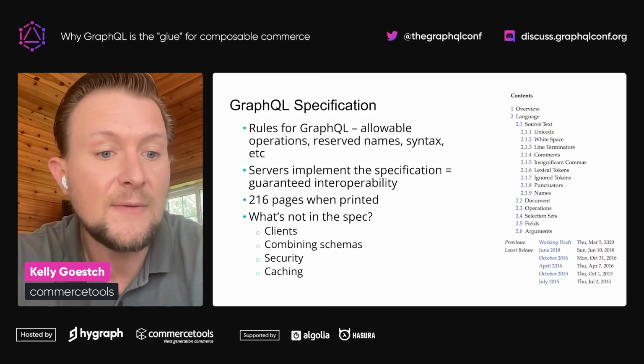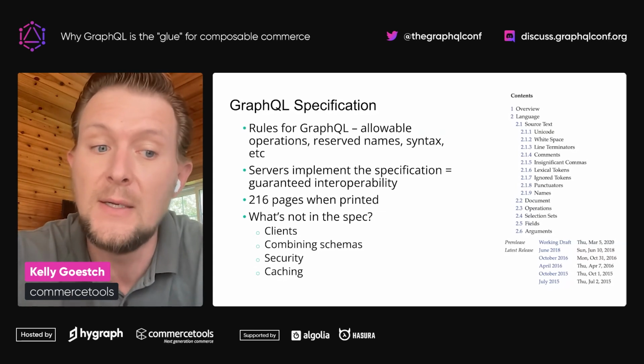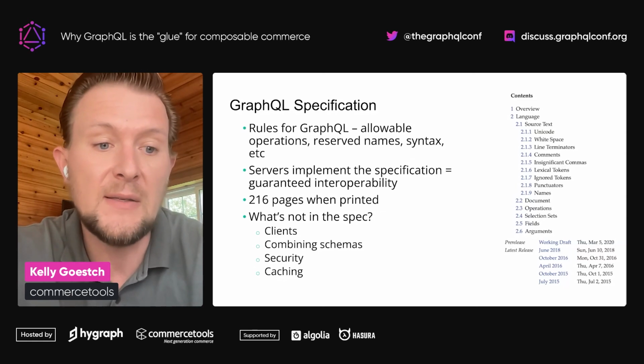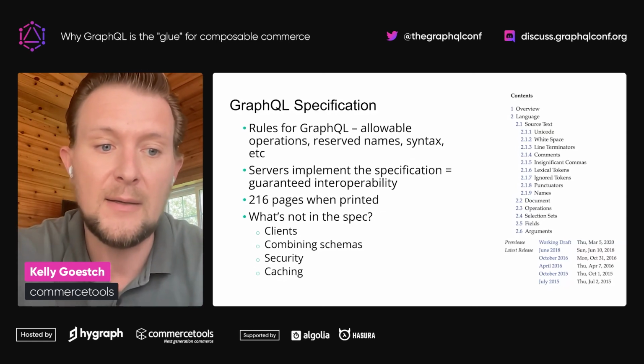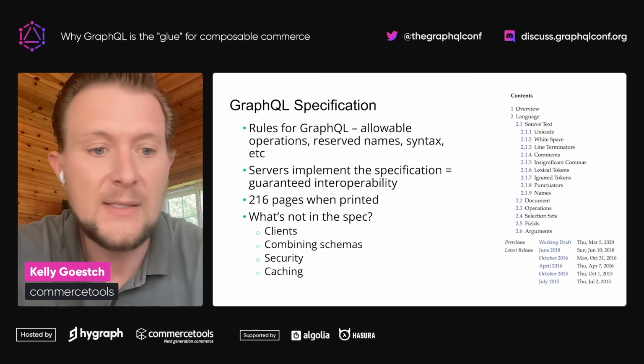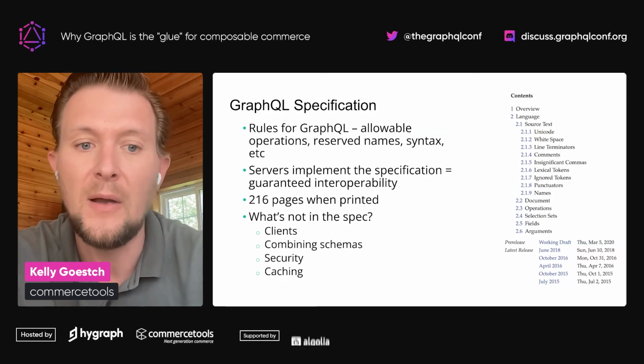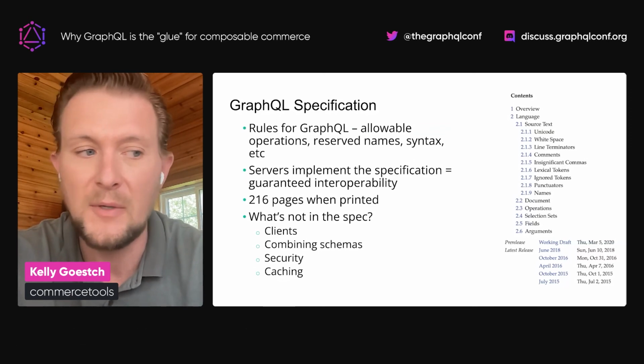Clients, for example, are completely left out of the specification, how that works. It could be just something as simple as a curl call off of a command line. Really straightforward on the client side, or it can be something as complex as a full Apollo client, which is the most commonly used client out there.